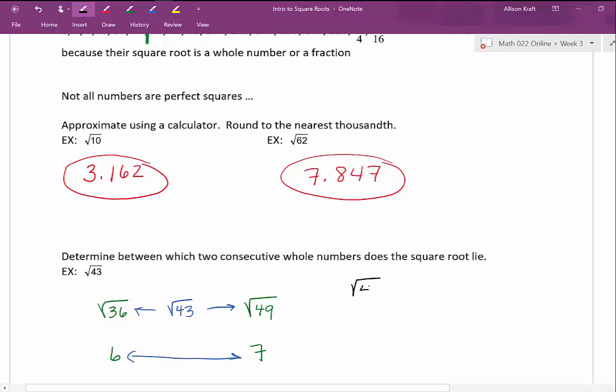So the square root of 43 is between 6 and 7.